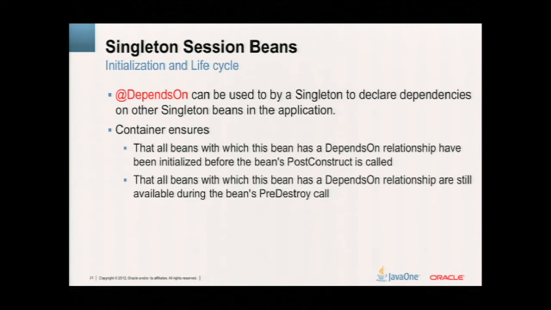So if you have session beans A, B, and C, A depending on B and B depending on C, then C would be initialized first as it doesn't have any dependencies, then B would be initialized, following which A would be initialized. And the destruction order would be reversed, where A would be destroyed first, following which it would be B, and then it would be C.